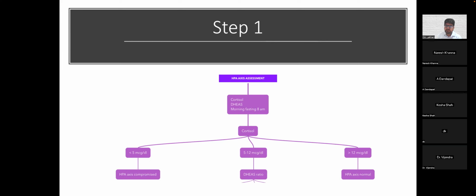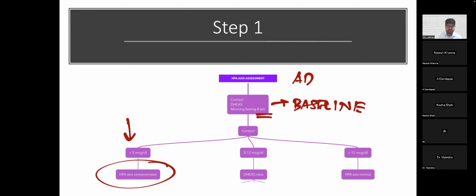So when you have a patient where you're suspecting adrenal insufficiency, the first thing you do is you send baseline reports of cortisol and DHEAS, which you send in the morning fasting. Okay, typically at 8 a.m. in the morning, right? So you send a morning sample of cortisol and DHEAS. Now, if the value of cortisol is less than 5, then this definitely means that the patient has adrenal insufficiency or the HPA axis is compromised. If it is between 5 to 12, then you see further. If it's more than 12, it kind of rules out adrenal insufficiency.